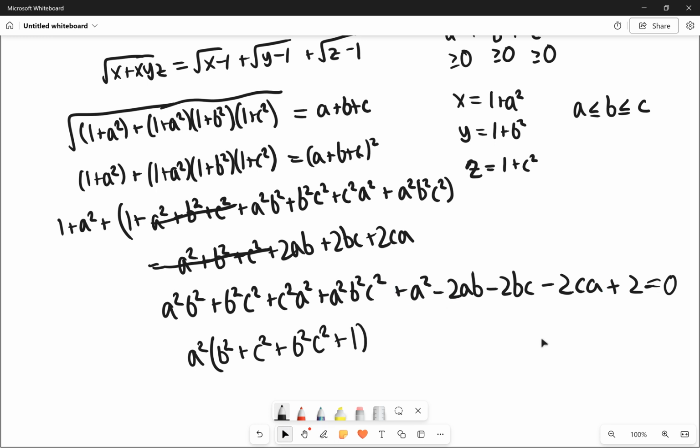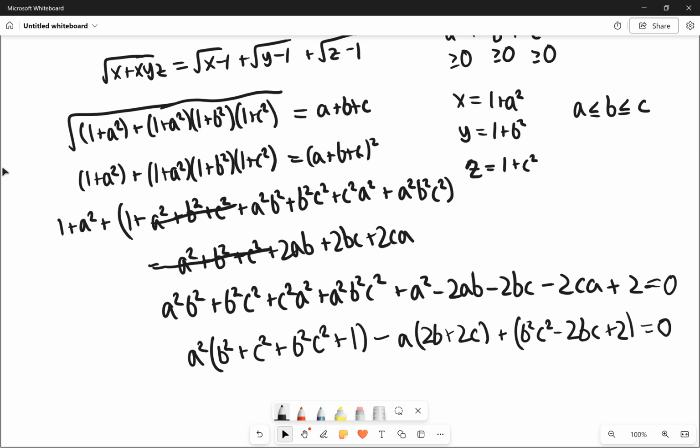And now we have the a terms. So we just have a and then 2b plus 2c, because we have a 2ab and 2ca. And finally, we have the constant terms. So we have b squared c squared minus 2bc plus 2. This is all equal to 0. And this is our quadratic in a.